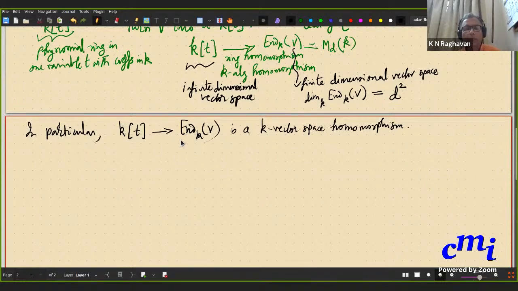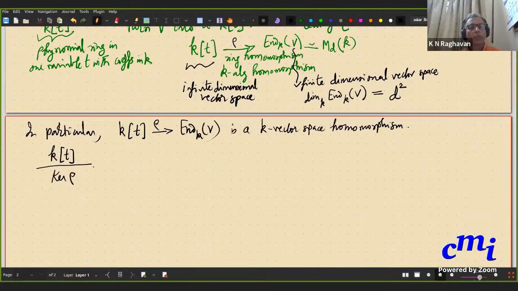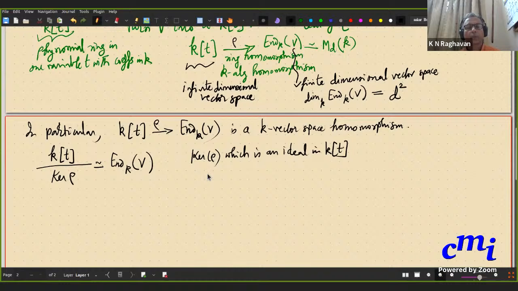Well, what it means is it implies that the kernel, right? We have this first isomorphism theorem, right? So let's give this a name. I think I called it rho last time. So K[T] modulo the kernel of rho is isomorphic to the image in M_d(K). I don't know which number this isomorphism theorem is, but you have an isomorphism like this, right? Okay. Now, this kernel of rho, which is an ideal in K[T], must be non-zero. It cannot be zero, because if it is zero, then this becomes infinite dimensional, and that cannot be isomorphic to a finite dimensional space.